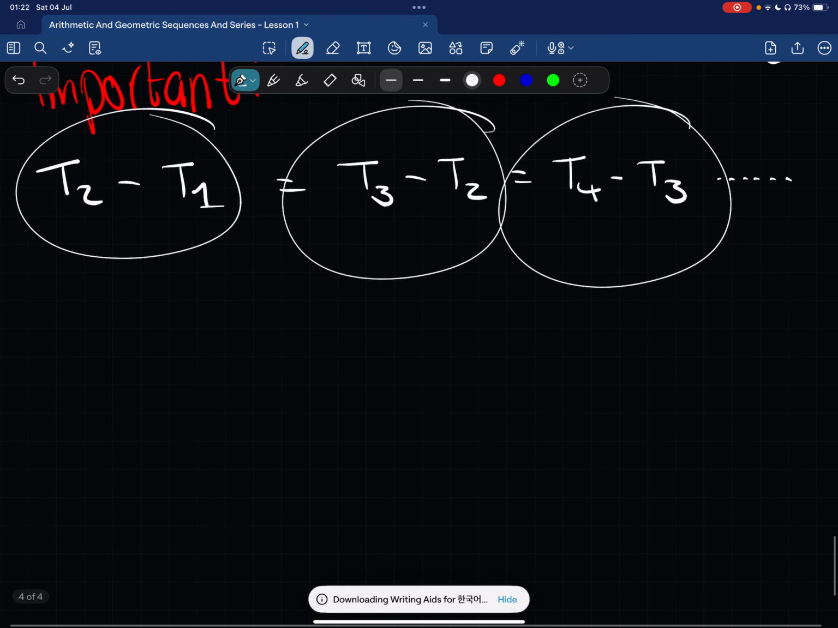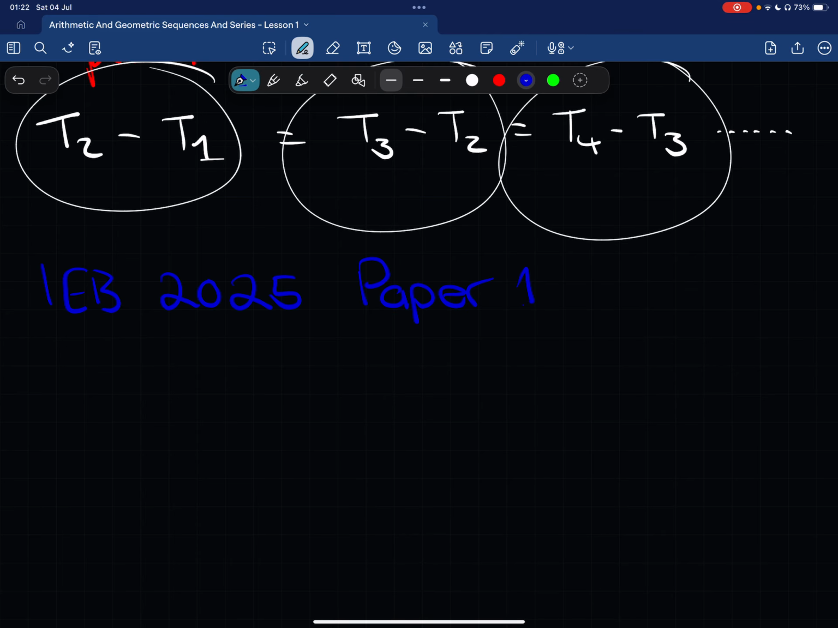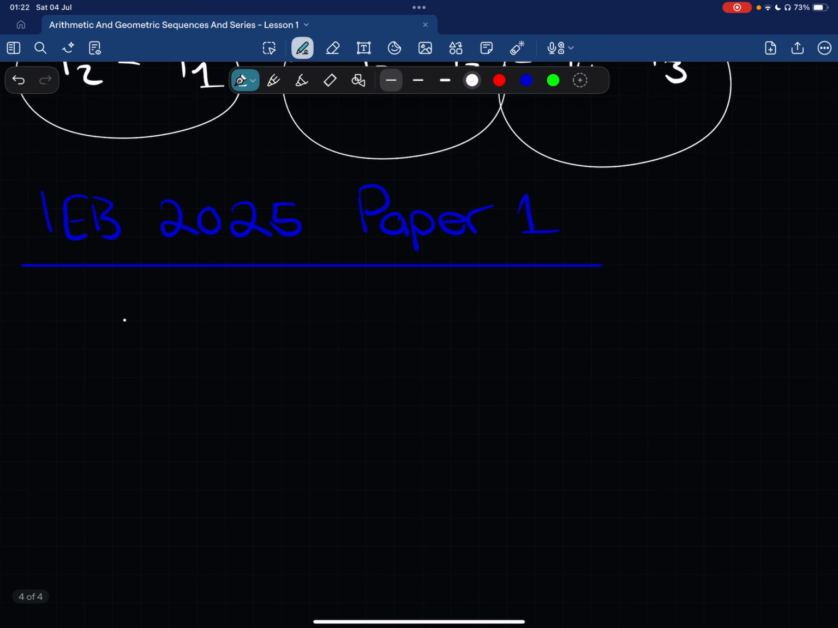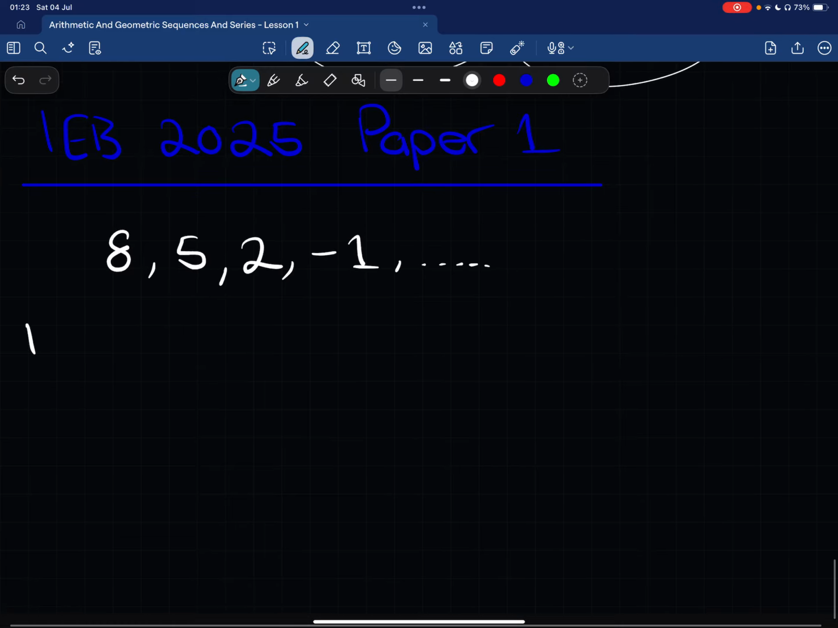Let's try an exam problem. This is from the IEB 2025 paper 1. So what does it say? We are given the sequence 8, 5, 2, -1, and so on and so forth. So question 1 is: write down a general formula for the sequence.